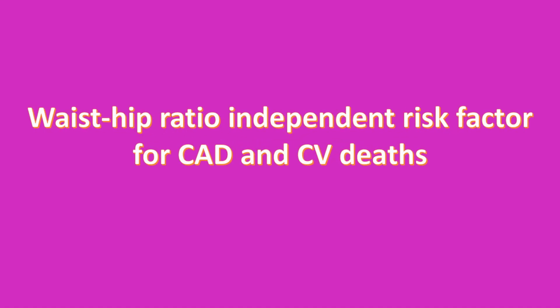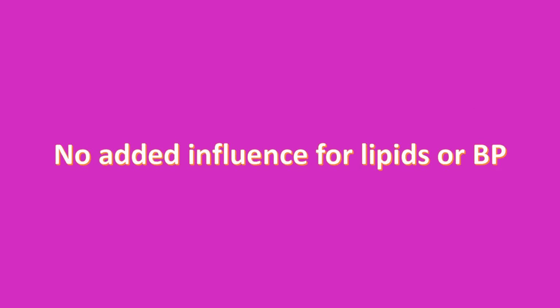Another Australian study of 8,662 adults with 15-year mortality follow-up found that obesity measures waist circumference and waist-hip ratio were significant univariate predictors while BMI was not. In multivariable analysis, waist-hip ratio was identified as a key independent risk factor for coronary artery disease and cardiovascular deaths. They also found that the preferred model for predicting coronary artery disease and cardiovascular death was a combination of central obesity and smoking. In their study, there was no added influence for measured lipids or blood pressure, though they were significant univariate predictors of coronary and cardiovascular deaths.